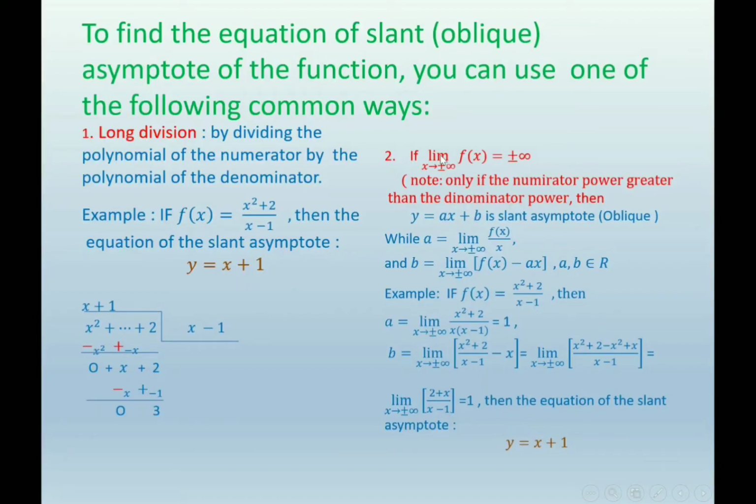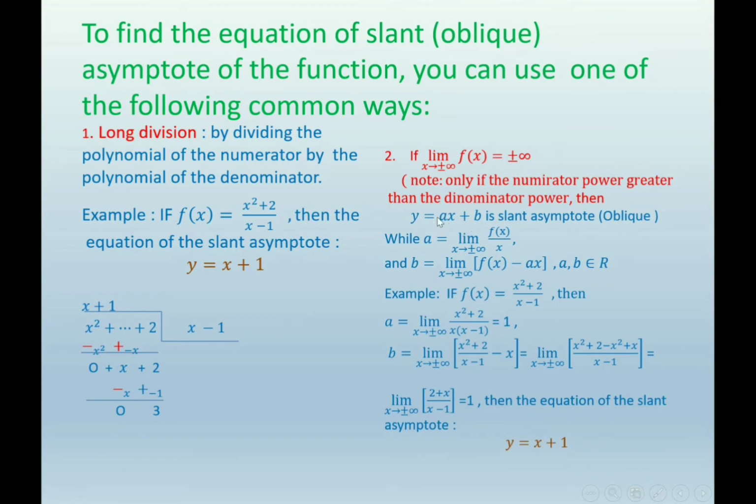Number 2, the second way: if the limit when x approaches plus and minus infinity of f of x equals plus and minus infinity, and this is what you saw in the graph before. There is a small note you have to take care of: only if the numerator power is greater than the denominator power can you have that information. Then the equation of the asymptote is going to be y equals ax plus b, the slant asymptote, or sometimes we call it oblique.